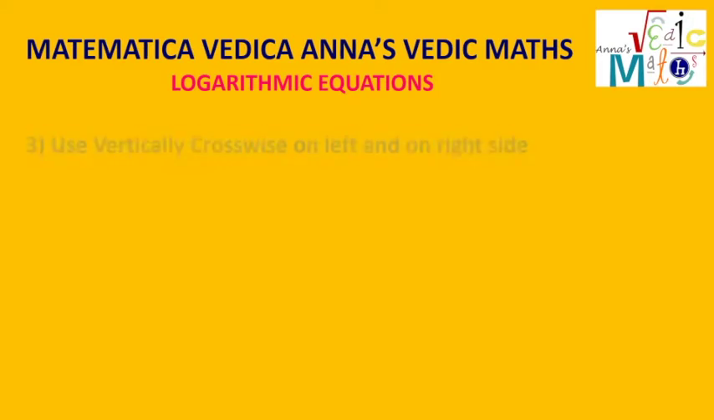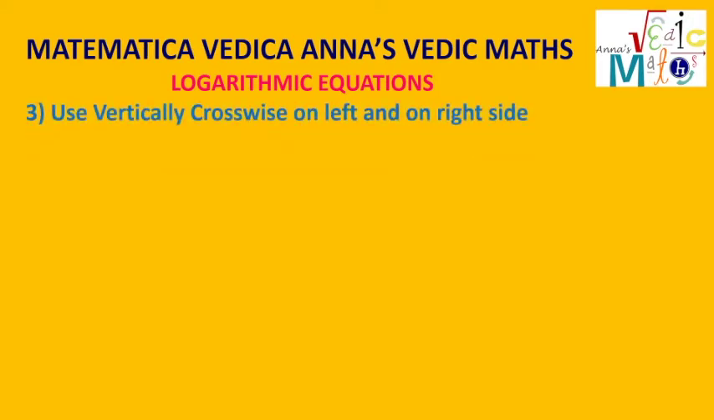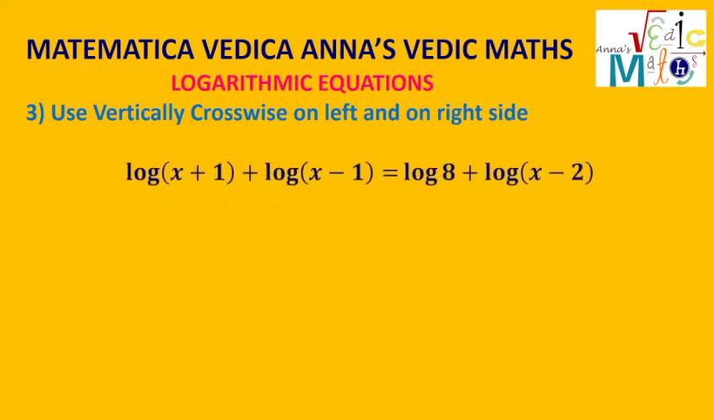In step 3, we use vertically and crosswise on the argument of the left side and on the argument of the right side. We write the arguments of the first part one behind the other, and we do the same on the right side. We multiply vertically each side using the sutra vertically and crosswise of the general multiplication. So we obtain on the left side x squared minus 1 and on the right side 8x minus 16.